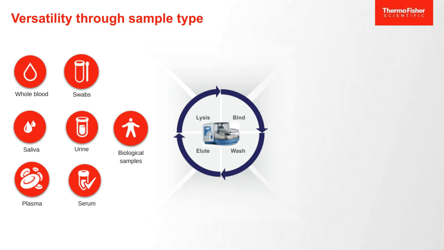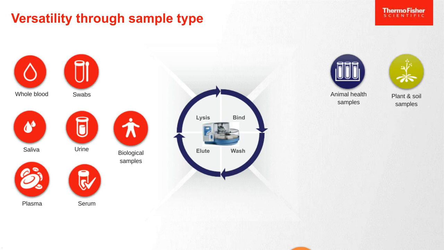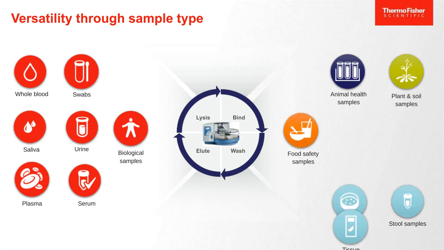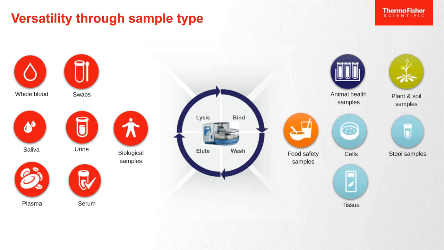And then we can actually go beyond that, to other types of sources. You can see animal health, plant and soil, and food safety. And then we can also do other targets such as cells, stool samples, even FFPE samples. So we've got kits within Thermo Fisher that can do that. But the key thing to understand from a sample perspective is you can go way beyond what you're currently using it for, even to those far fringes of plant and animal health samples.